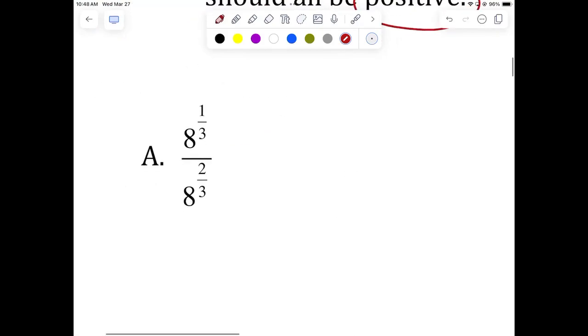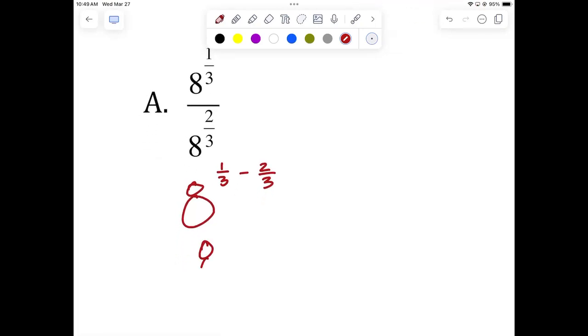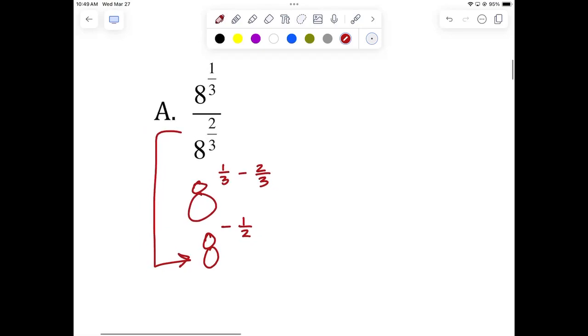Okay, so let's do this rather quickly. 8 to the 1/3 divided by 8 to the 2/3. What do we do here when we're dividing and the base is the same? We subtract the exponents. Now, you could say it's 8, and then you could write it as 1/3 minus 2/3. Or you might be able just to do that in your head. What is 1/3 minus 2/3? Is it positive or negative? It's negative, and then 1 minus 2 is 1. So if you want to go straight from here to here, that's okay. Just make sure you subtract correctly.